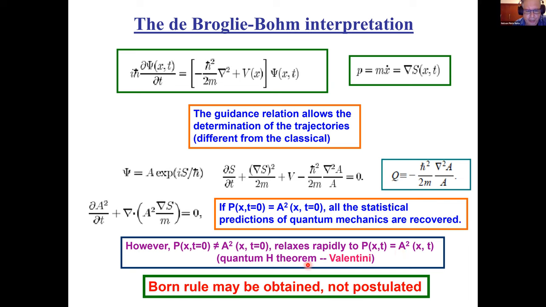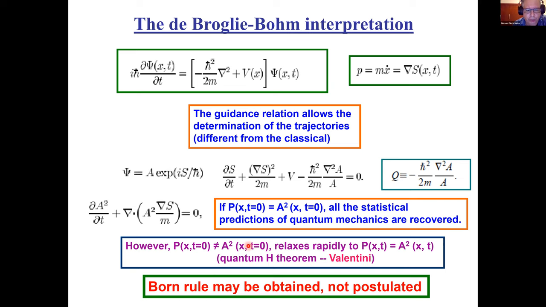This is not really a theorem because it has not been proved, but under very general, suitable conditions of continuity and many other things, this indeed happens. Even if you say that at time t equals zero the distribution of initial positions is not psi squared, in the end it rapidly relaxes to norm of psi squared. So it indicates that maybe the Born rule may be obtained and not postulated, but it's something still under debate. And there are many examples where this works quite well.